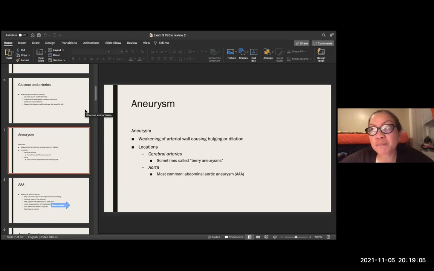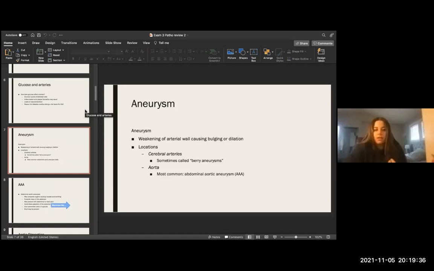An aneurysm can be berry-shaped, a berry aneurysm. Why do you think there's an aneurysm? The blood is pooling there. There's a blood pool, so it creates a balloon, like a strawberry, something like that. So it's a weakening of the arterial wall causing bulging or dilation. It bulges, okay? Location, cerebral arteries. So I want you to Google cerebral aneurysm.